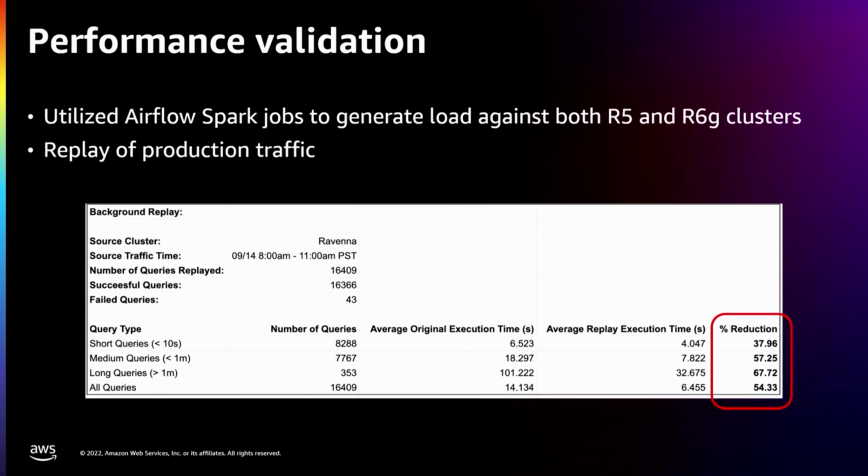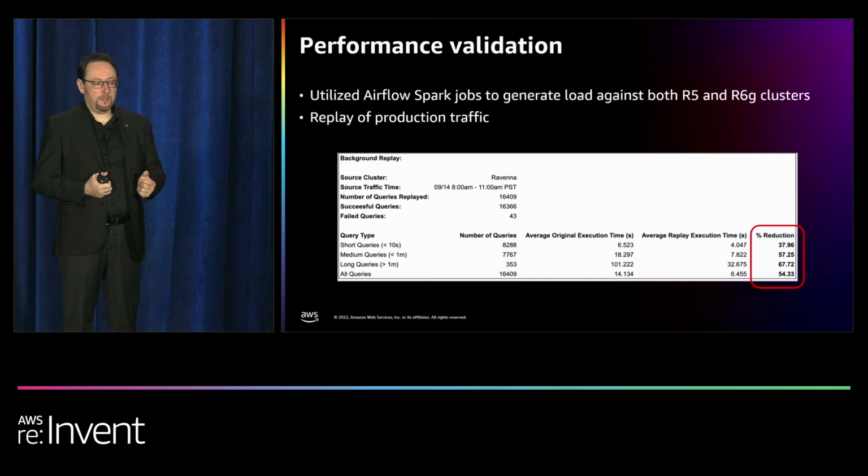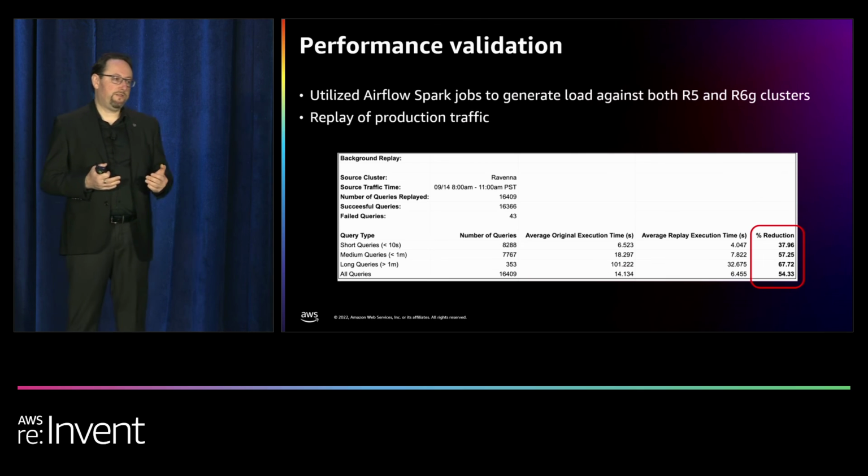Here's a simplified table, and you can see that the results were actually pretty impressive. We see that for short queries, there's a 37% reduction. For medium, 57%. And all up, all queries, on average, give us a 54% reduction in the time they take to execute. Now, when a query finishes faster, this means it's taking less CPU. It means more queries can be executed on the same machine.